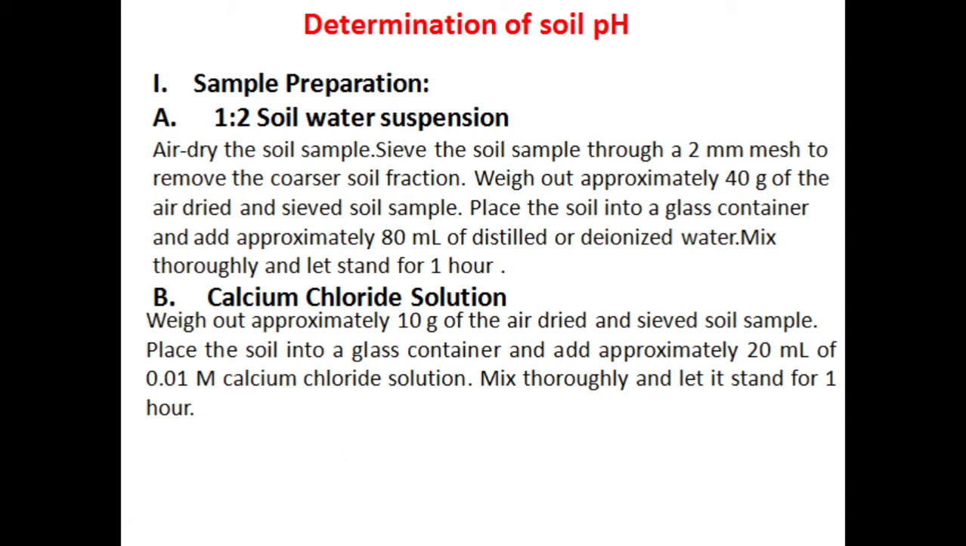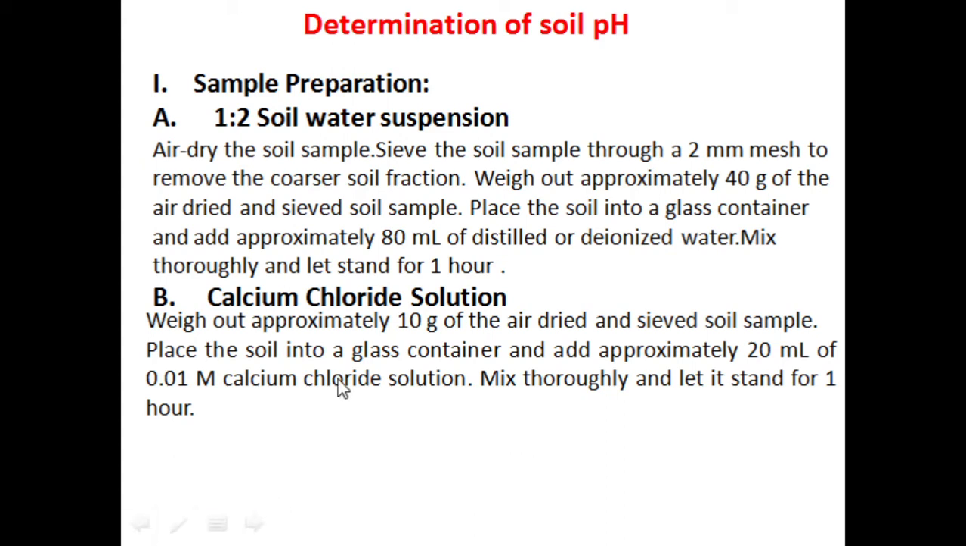The water taken should be distilled or deionized water, not simple water. It should not contain any ions, because that will affect the pH. So 80 ml of distilled or deionized water is mixed thoroughly and kept for 1 hour. This is the first method of preparing the soil sample for pH determination.